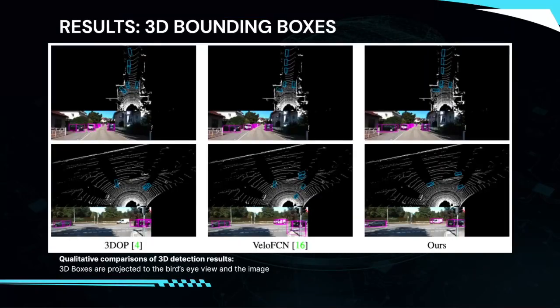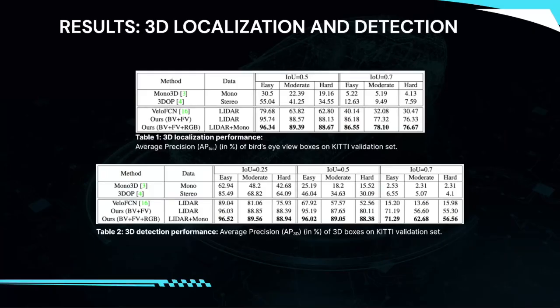Results, 3D bounding boxes. This approach results in more accurate 3D localizations, sizes, and orientation of objects compared with the stereo-based method 3DOP and the LiDAR-based method VeloFCN. If we zoom into the bounding box of the white vans here at the bottom image, we see it was not captured by 3DOP. VeloFCN cut the obstructed van here, but the methodology of MV3D was able to capture and segment the full outline of the vans.